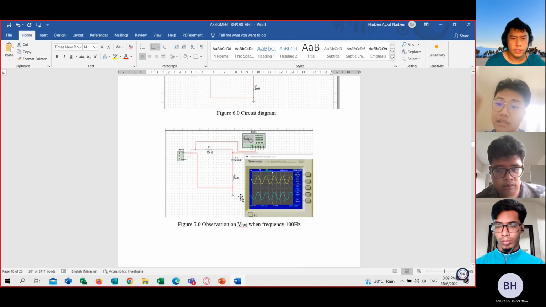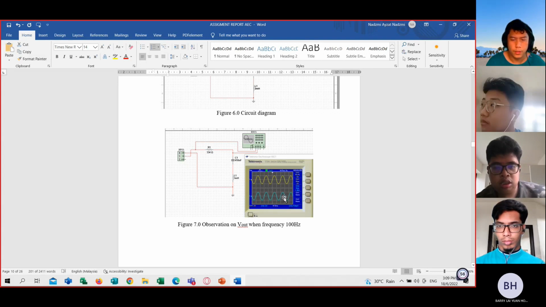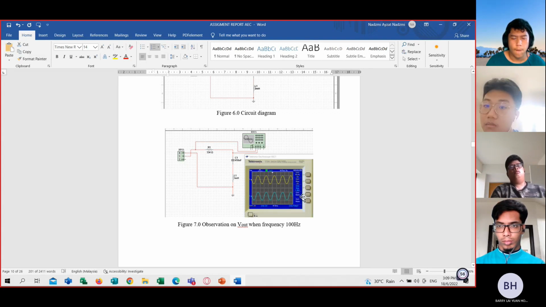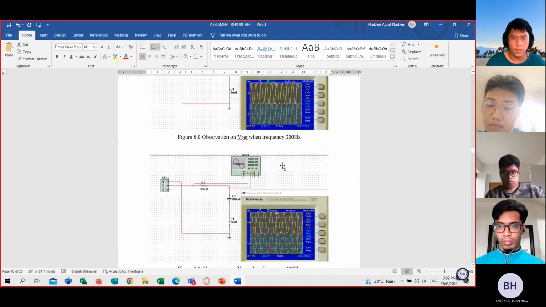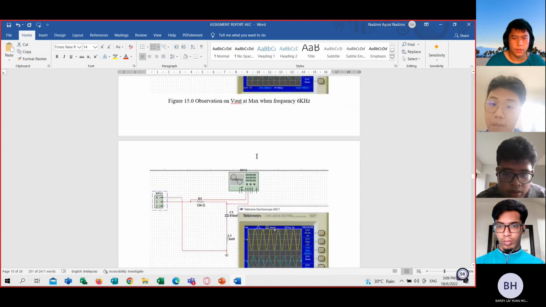As you can see, these are our observations for the Vout. We set the function generator with our frequency and amplitude. We put 2 to get our max output of 2 volts. Next, we take the Vout max from the oscilloscope, and then we get the Vout. So this is for 100 Hz, 200 Hz, 400 Hz, 800 Hz, and so on.